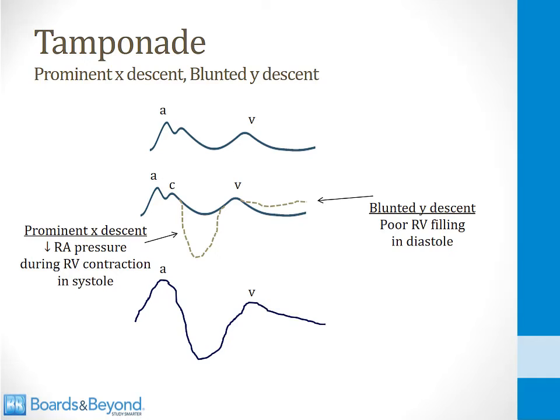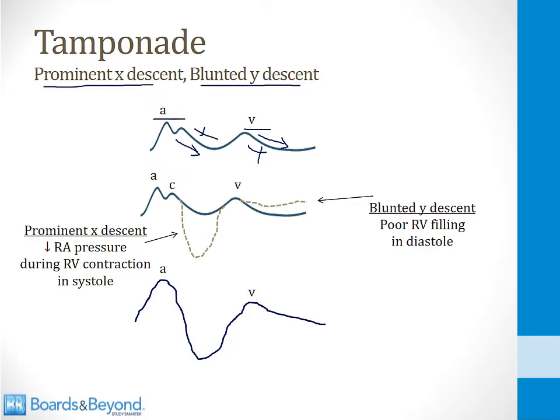In another video, I talk about venous pressure tracings and all the normal findings, including the A wave and the V wave. You should be aware that there are 2 classic venous pressure tracings seen in tamponade. They are called a prominent X descent and a blunted Y descent. The X descent is right here. It's the fall in pressure after the A wave caused by relaxation of the right atrium. The Y descent is right here. It's the fall in pressure after the V wave caused by filling of the right ventricle from the right atrium. Basically, blood is leaving the right atrium for the right ventricle, and that causes the pressure to fall.